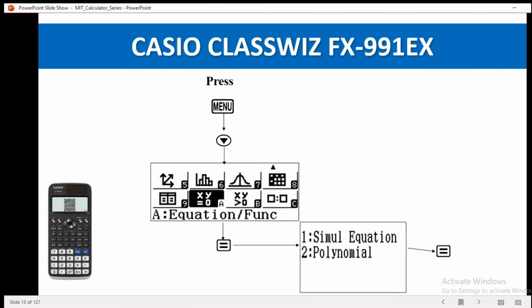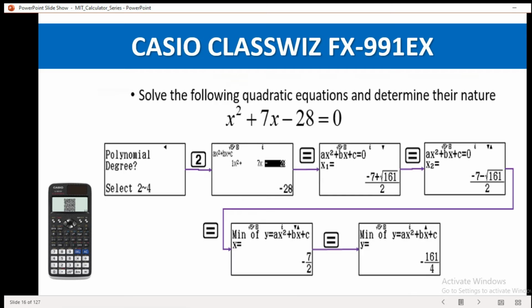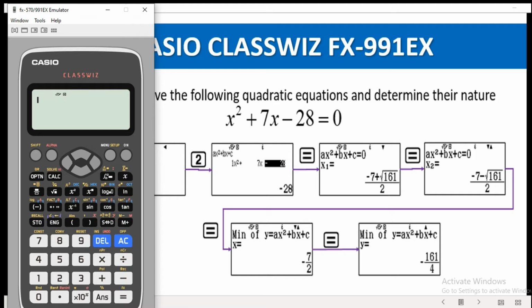Before going to the example, these are some commands that you need to press while inserting any of your polynomials in your calculator. So for your ease, I am considering an example. This is a quadratic equation, x squared plus 7x minus 28 equal to 0. So I'm just opening my calculator.